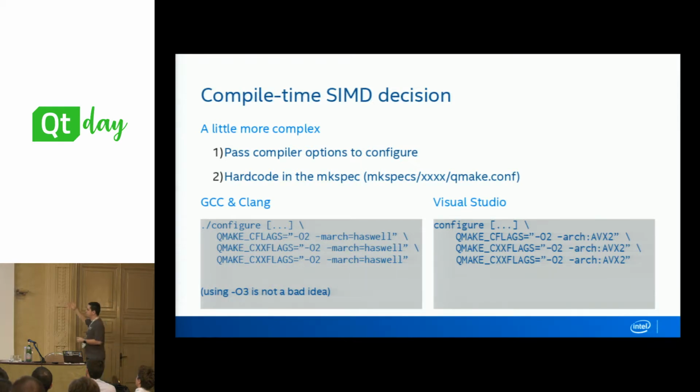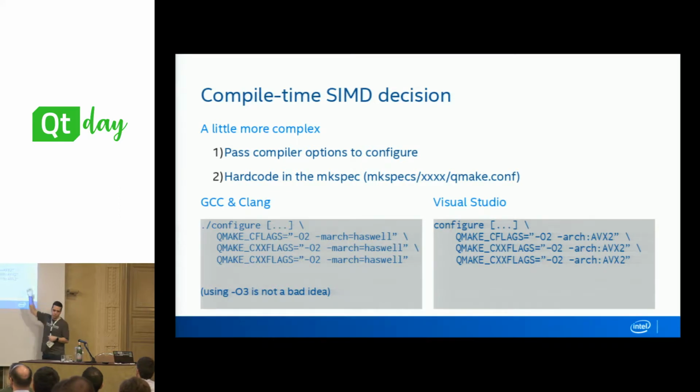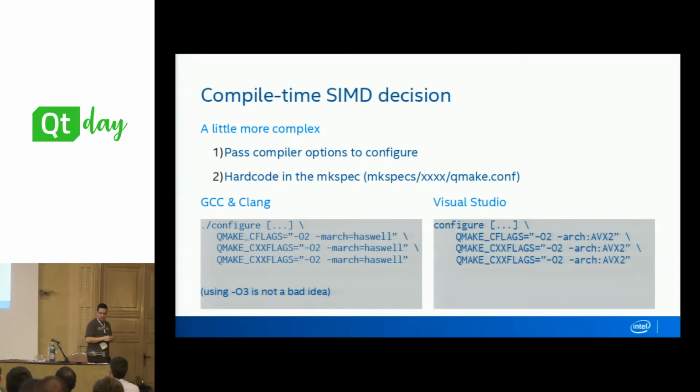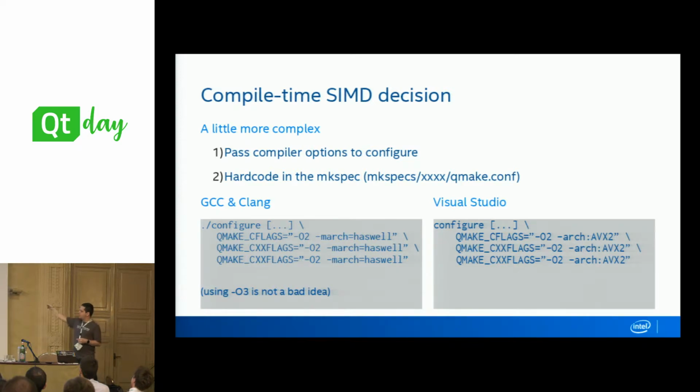Just add, for example, -march=haswell, which is the equivalent for AVX2. Or you can do for Visual Studio the same thing with /arch:AVX2. I'm talking about AVX2 because that's the most interesting one, for me at least. You can do it for earlier architecture versions, but also because of the next slide, which you're going to see. By the way, O3 is not a bad idea at this point.